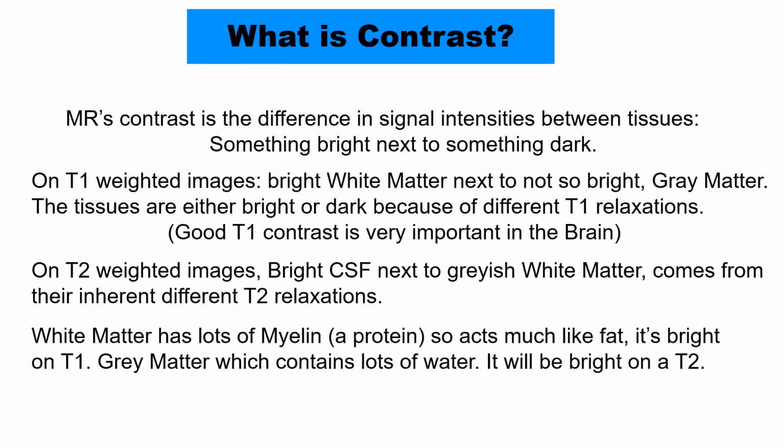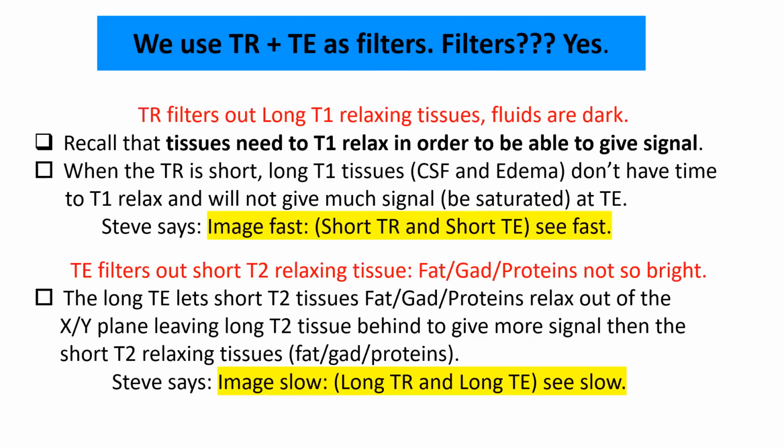Radiologists want good contrast. Now let's flip that the other way with a long TR and a long TE to make it T2. You're going to have bright CSF next to grayish white matter because the white matter is a short T1 relaxing tissue. So between CSF and white matter, you're going to get T2 relaxation differences. Again, white matter has a lot of protein in it, and it's got a short T1 relaxing property. So you put something bright next to something dark, and that's contrast. And that's what MRI is all about, contrast.